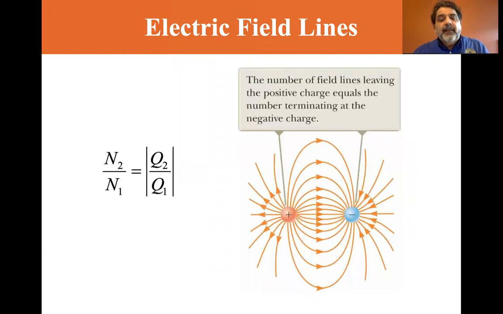So the ratio of the number of lines coming out, N2 over N1, is the absolute value of Q2 over Q1. So if Q2 were twice as strong as Q1, then there would be twice as many lines coming out.